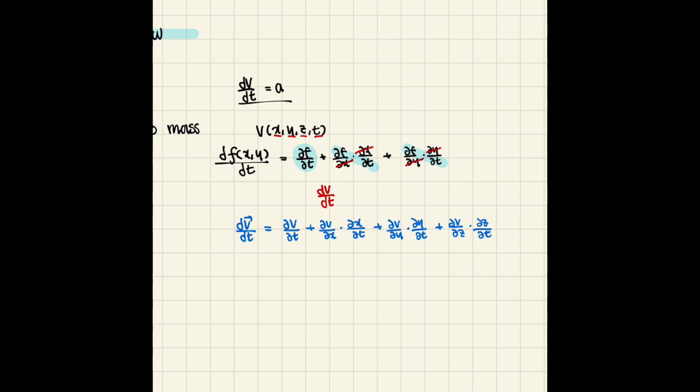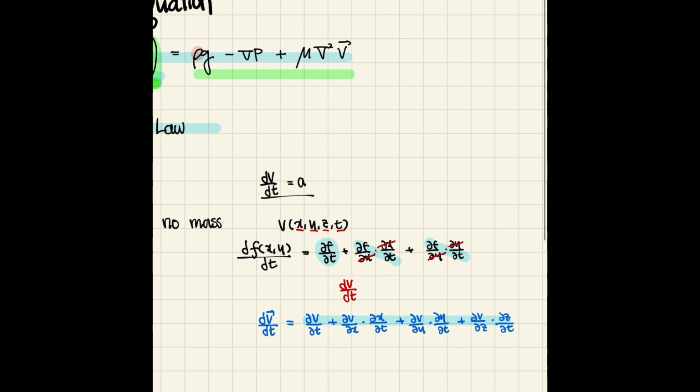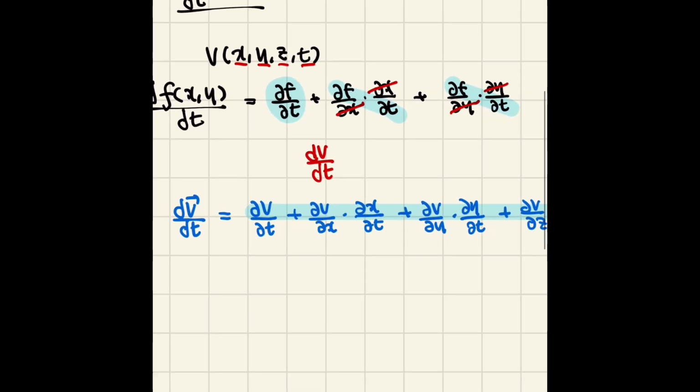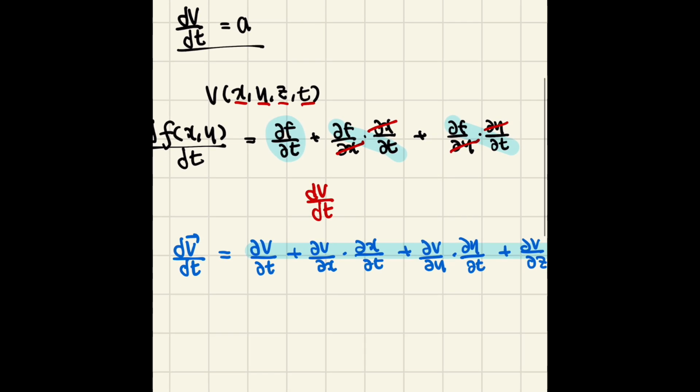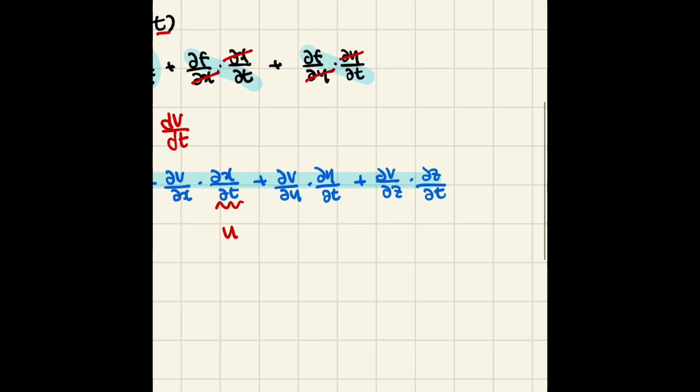So technically this part is this part. But this part is just a simplification of this, because we know that partial x partial t in fluid mechanics is just u, and partial y partial t is v, and partial z partial t is w.